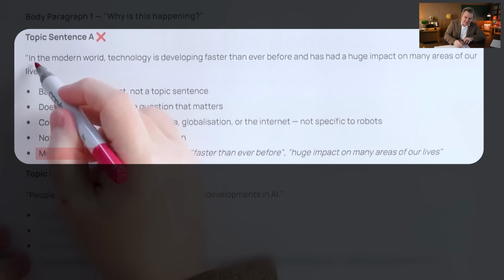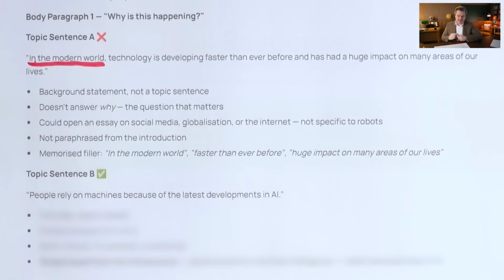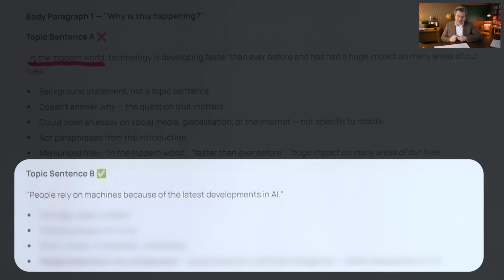And it's full of just memorized stuff, like "in the modern world", stuff that students memorize all the time, that examiners see every day. These are all just nonsense words. They don't actually mean anything. Just go straight to the point, state what you mean. That's exactly what topic sentence B does.